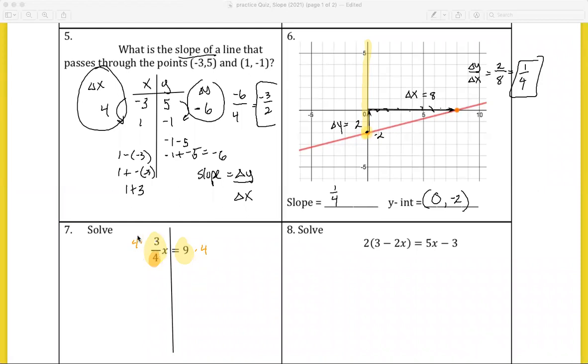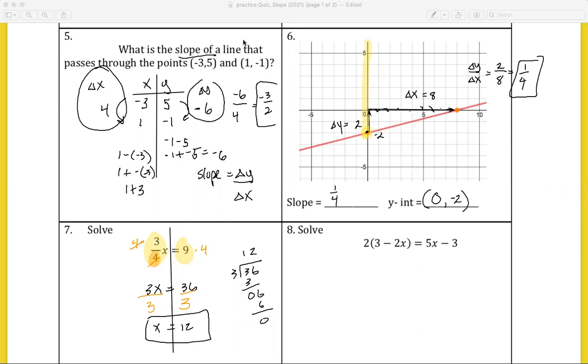So 4 in the numerator and 4 in the denominator cancel each other out. And so I'm left with 3x is equal to 36. Divide both sides by 3. And x is equal to 12. 3 into 36. 3 goes into 3 once. Nothing left over. 3 goes into 6 twice. Nothing left over. So 36 divided by 3 is 12.